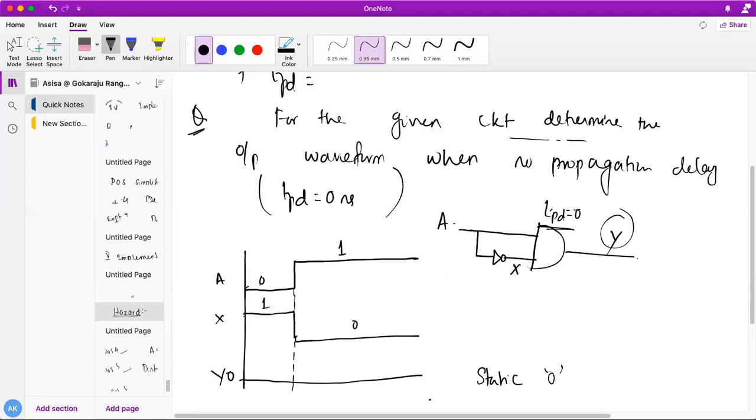So this is my, let's say, case 1. Case 1 is where I don't have any propagation delay. So how does the output waveform look? The output waveform is always 0. That's why it's called static 0. So see here, it's always 0.